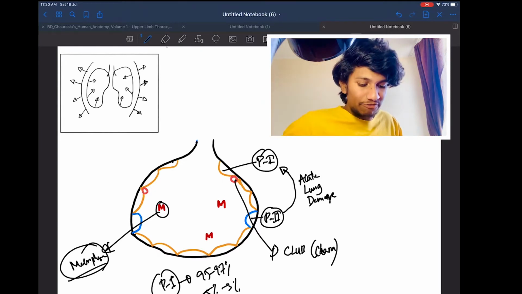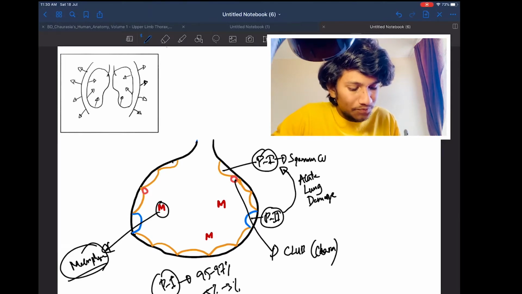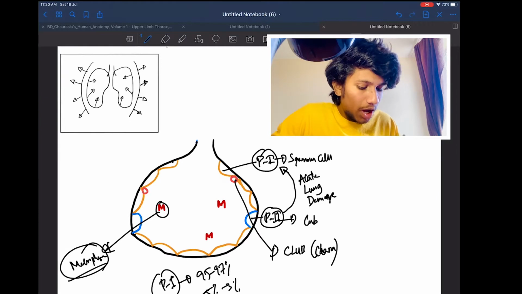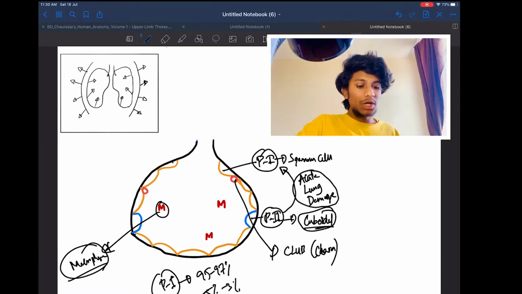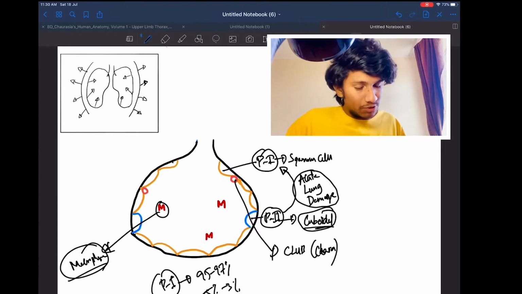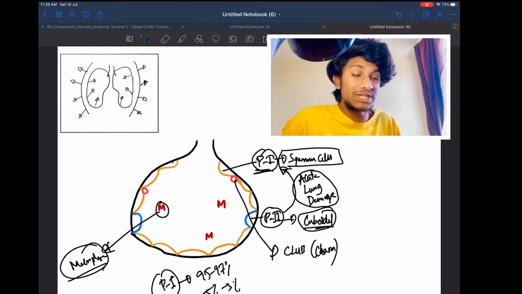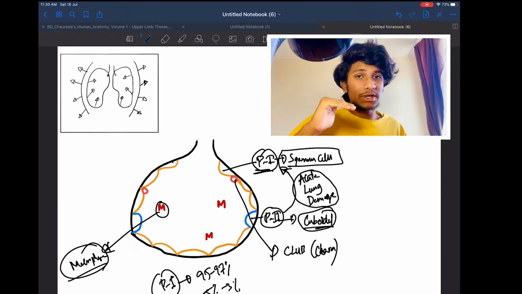So for now, the pneumocytes 1 are squamous cells, and pneumocytes 2 are cuboidal cells. And as I mentioned here, acute lung damage. During this acute lung damage, there will be proliferation of pneumocytes 2 into the pneumocytes 1. And we also know that pneumocytes 1 are the squamous cells which are responsible for the air water interface and also the blood air interface.